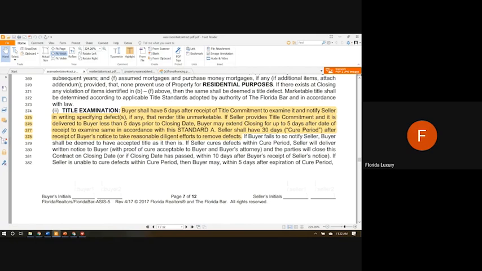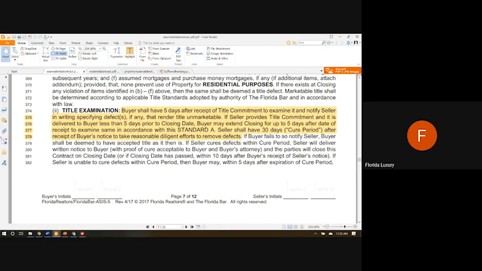Now, say it's a 35-day contract. We're on day 10 before the buyer receives the title. We have 5 days to give it to the seller, so it gets to the seller on day 14. The seller now has 30 days to fix it. We only have 15 days left on our contract. Do we need an extension?